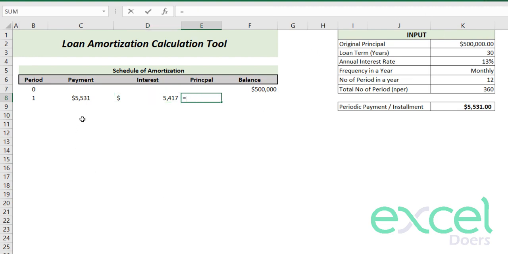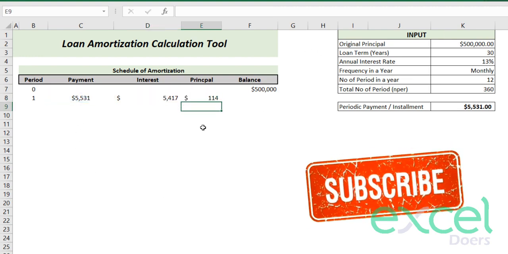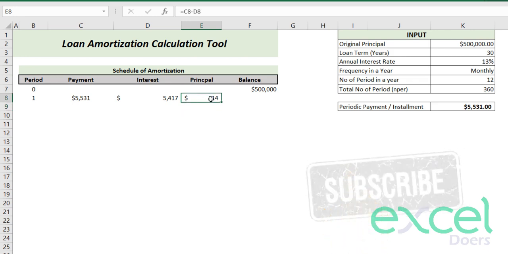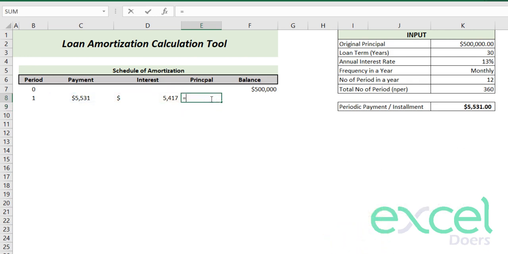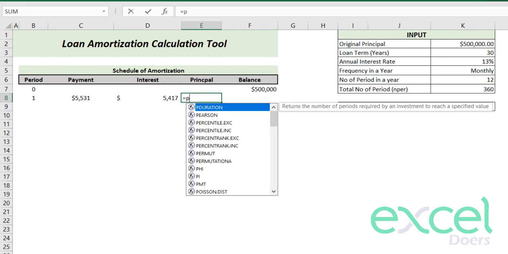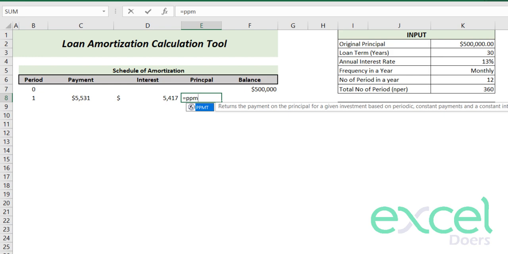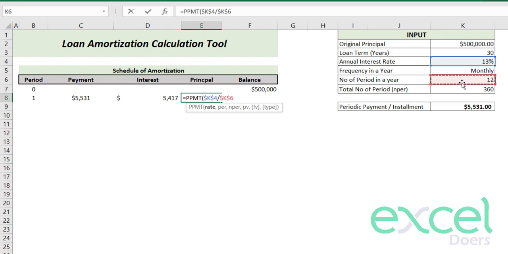For the principal, you can simply take the difference, right? As simple as that. But if you don't want to use this simple calculation, there is a formula as well which I want you to learn as well, which is PPMT. The PPMT returns the payment on the principal on a given period. So whatever payment you are making, what part of this payment is the principal? In order to calculate that, you will use the formula PPMT. You will open the bracket, and here you will put your interest rate, which is 13%, which I freeze, divided by the number of periods. I will freeze that as so.